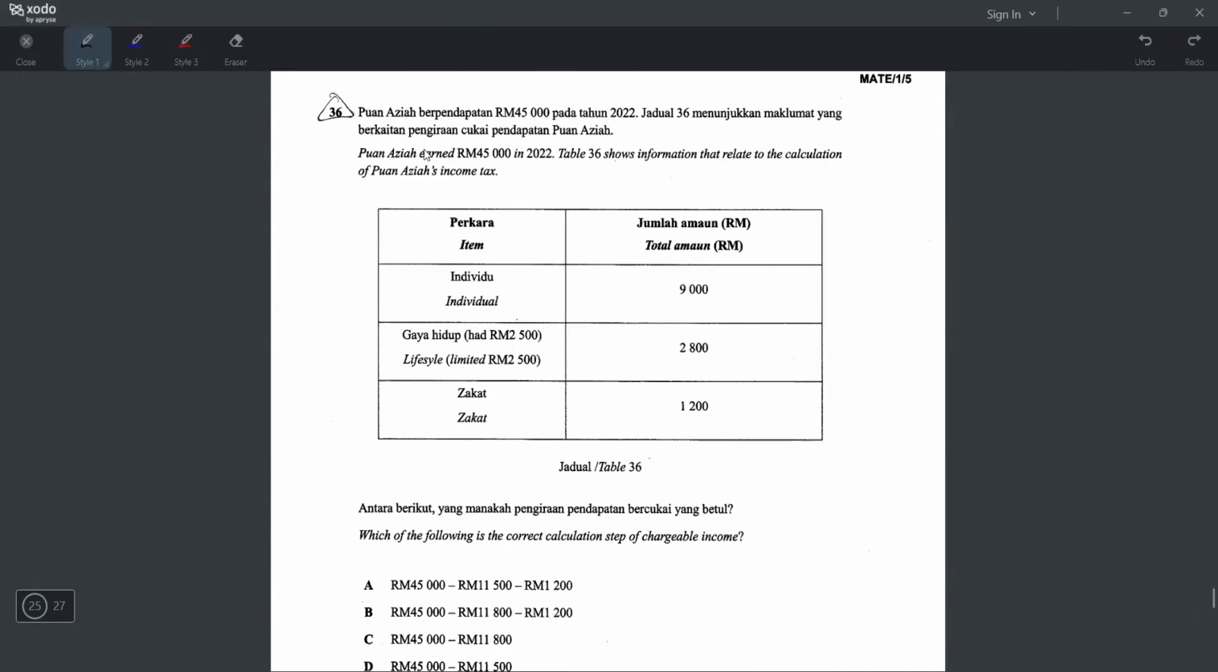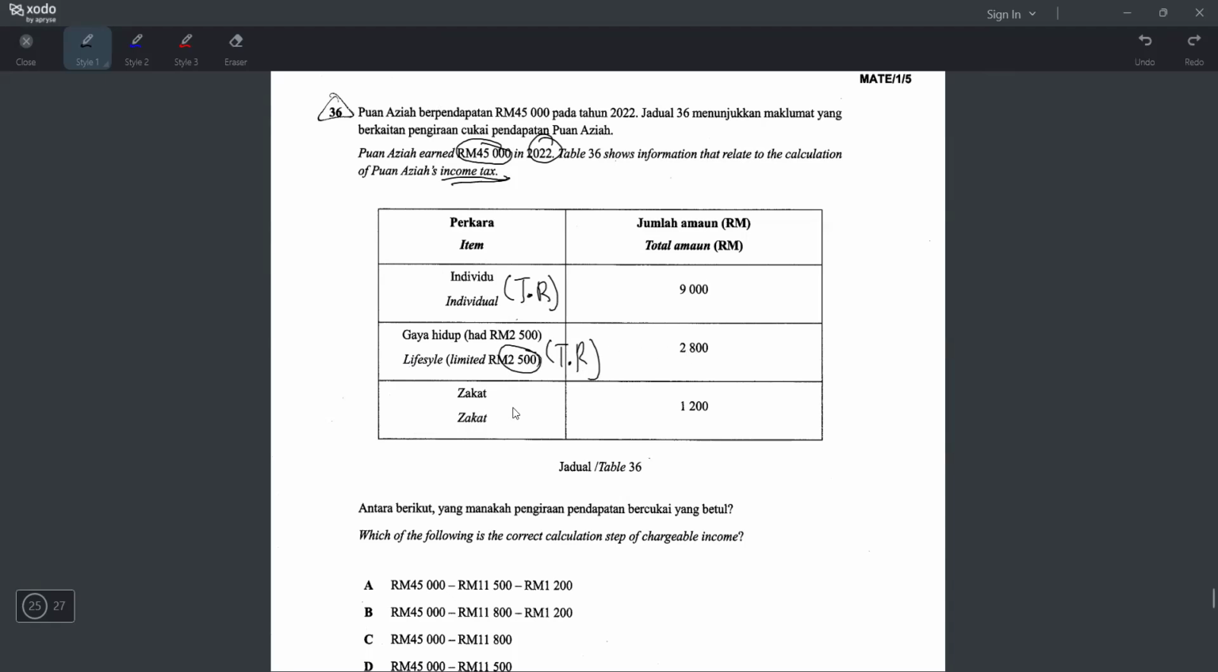Okay, question 36. Puan Azia earned 45,000 in 2022. Table 36 shows information that relates to the calculation of Puan Azia's income tax. Individual 9,000. Individual is a type of tax relief. Lifestyle is also tax relief, but there is a limit of 2,500. Now it's over the limit already, 2,800. So later I cannot minus 2,800. I have to minus 2,500 because of the limit.